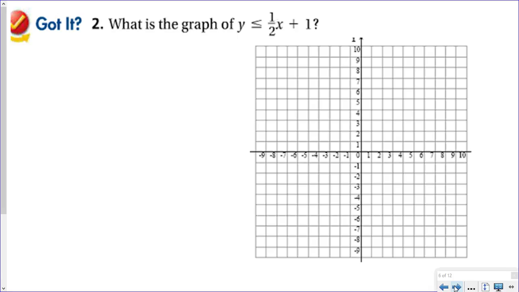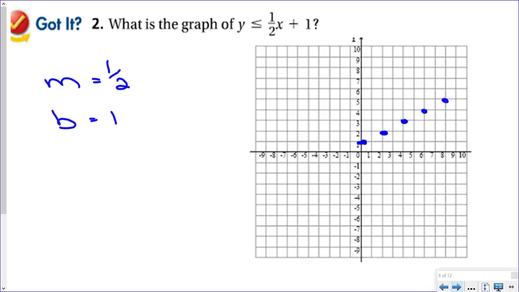All right, and then this one here is also solved for. We have the y all by itself, so we can grab the m, which is 1/2, and the b value, which is 1. Plot the 1 first, then go up at a slope of up 1 over 2.